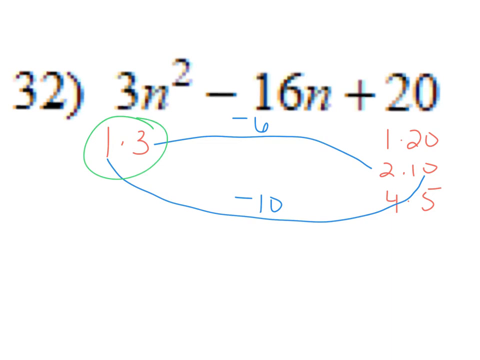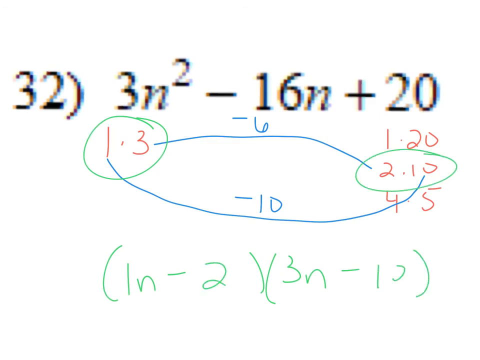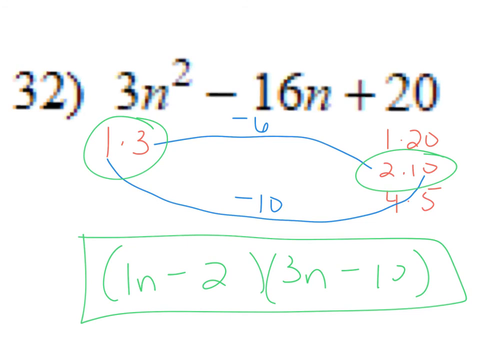Okay, so now I've got a 1-3 combo out front, 1n, 3n, we already know they're both negatives, and then a 2-10 combo on the back side. And that's going to be your final answer there.